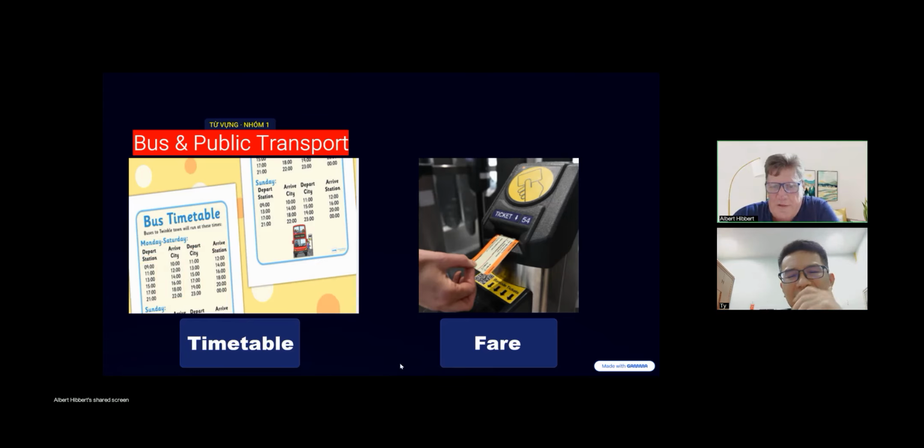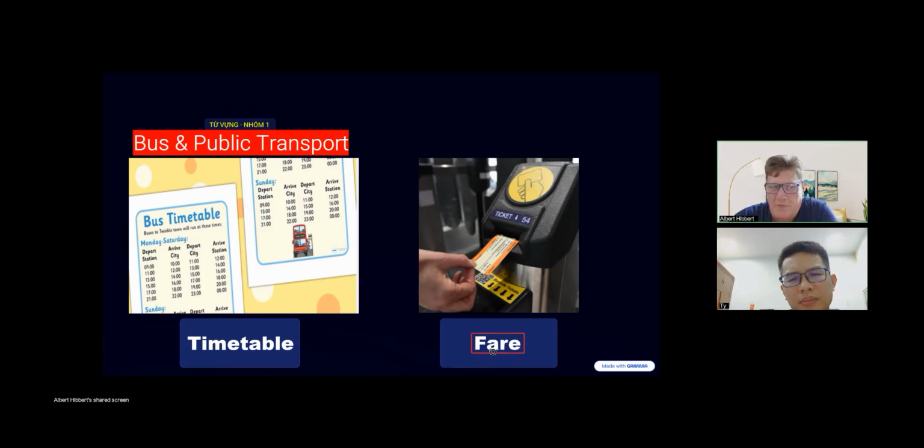Right, now when you use public transport, like a bus, you will have to pay a fare. Fare. You will have to pay a fare. Fare, the same, the ticket. Yes, it's money for the ticket that you buy. So you pay a fare.